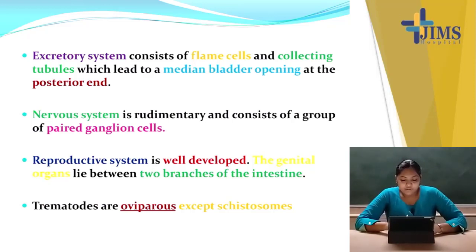Coming to the excretory system, it mainly consists of flame cells and collecting ducts which lead to the bladder opening at the posterior end. The nervous system is also present, with paired ganglion cells. The reproductive system is well developed in flukes, and the genital organs lie between the two branches of the intestines. All trematodes are oviparous, meaning they lay eggs. Only schistosomes are not oviparous; the rest of the trematodes are oviparous.